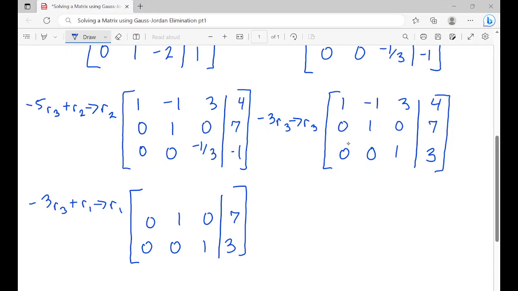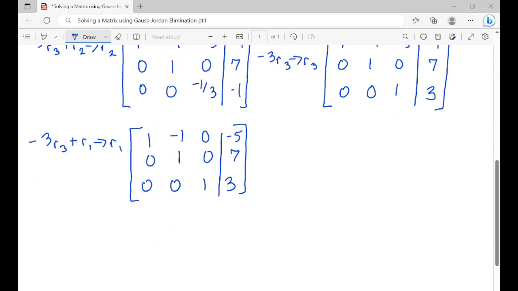And now 0 times -3 is 0 plus 1 is 1. 0 times -3 is 0 plus -1 is -1. 1 times -3 is -3. -3 plus 3 is 0, so that's good. And then -3 times 3 is -9. -9 plus 4 is -5.